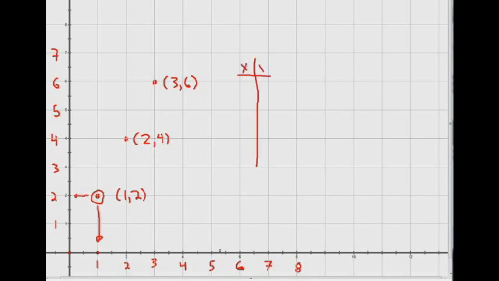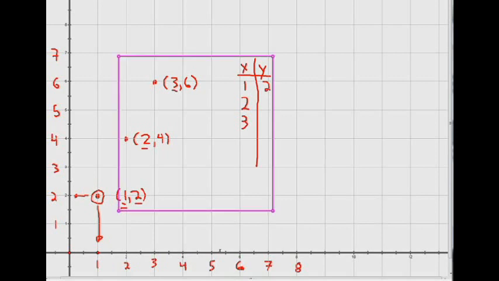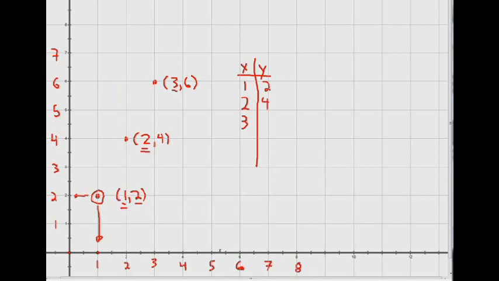Now we can go ahead and put these values in a table of values. So our first 3 x values that we have there are 1, 2, 3 in our ordered pairs. And our first 3 y values that correspond with each one of those: if x is 1, y is 2. If x is 2, y is 4. And finally, if x is 3, y is 6.